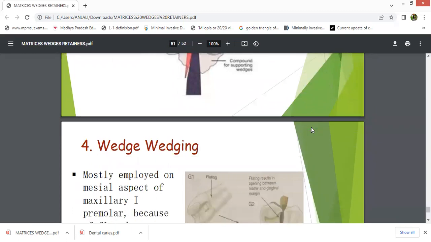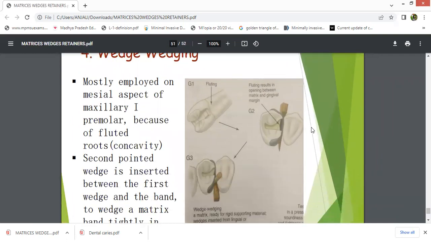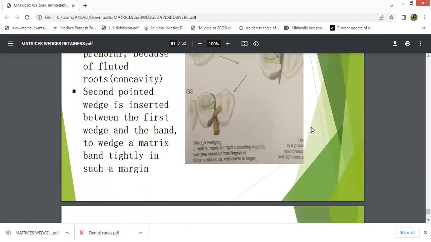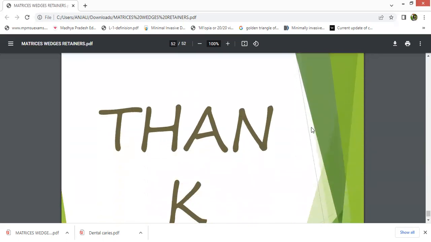Wedge-wedging is mostly employed on the mesial aspect of the maxillary first premolar because of the root concavity. And the second position is the wedge inserted between the first wedge and the band to wedge the matrix tightly in such a margin. Thank you so much.